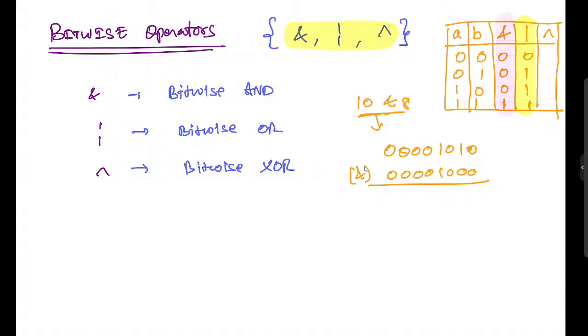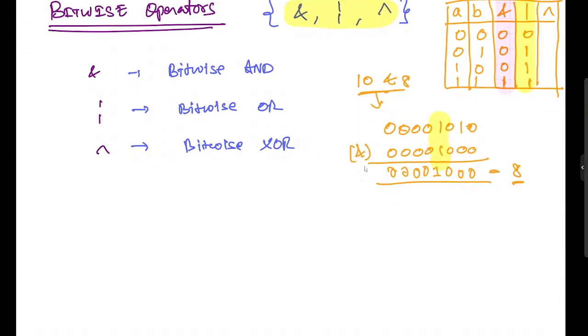So from this table, 0 and 0 will be 0, 1 and 0 would be 0, and only 1 and 1 would give you a 1 at the end. All the others are zeros. This actually is 8. So you do bitwise ANDing.